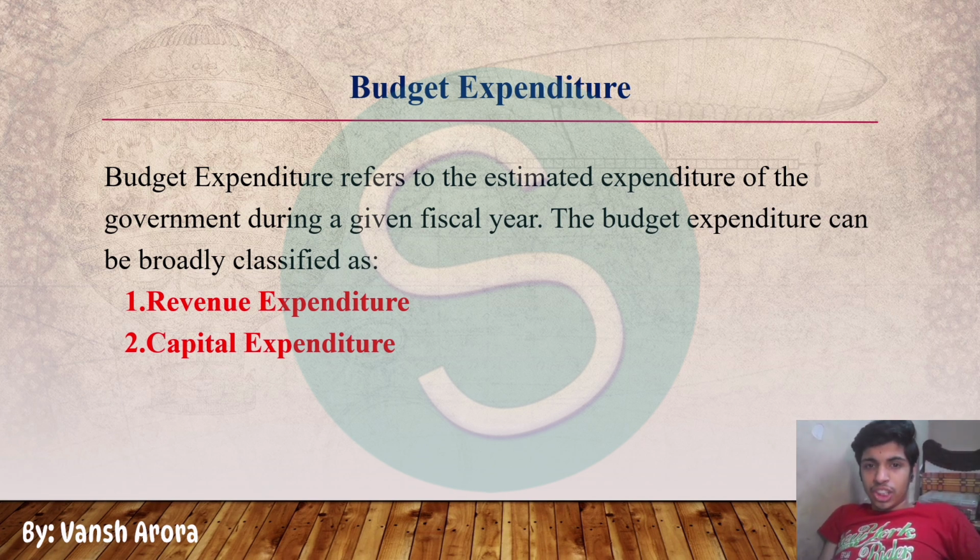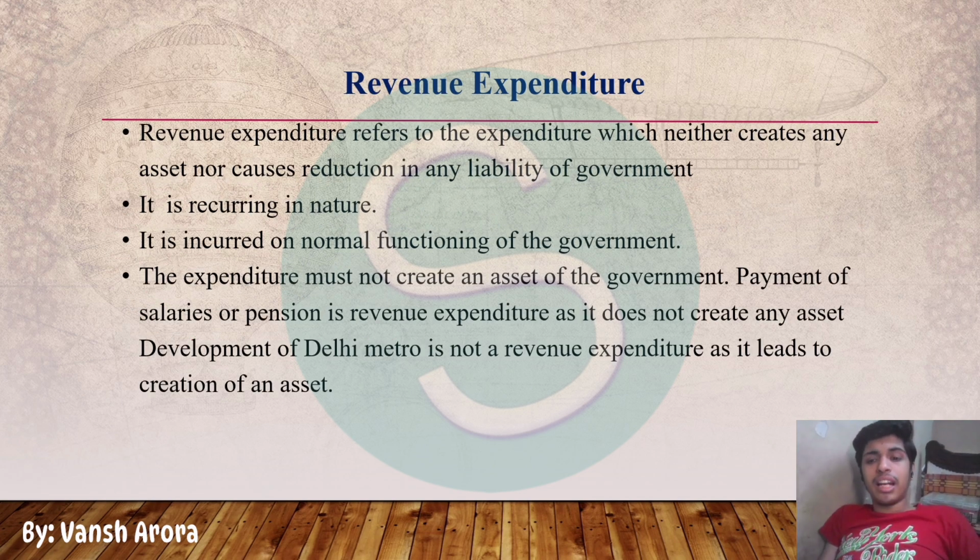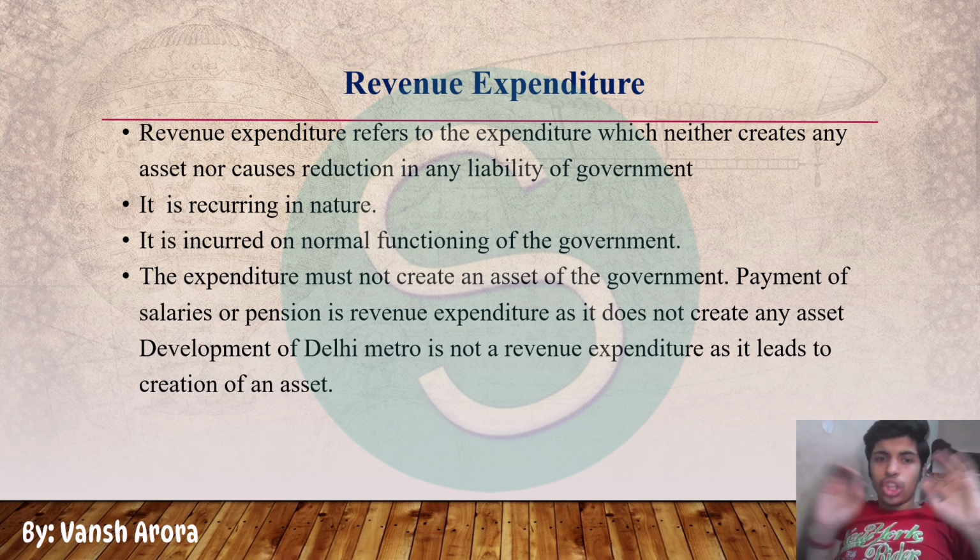So expenditure is divided into two parts, the same as receipts: revenue expenditure and capital expenditure. So what is revenue expenditure? Revenue expenditure is basically those kinds of expenditure which neither create your asset nor reduce the liability. It is a kind of expenditure which is not creating your asset and not reducing your liability.